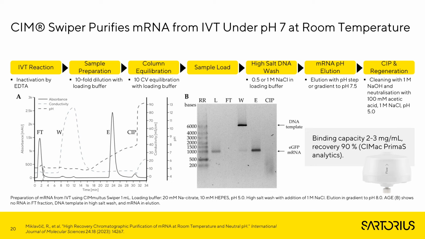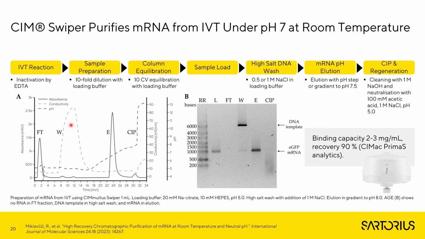And this is how we've identified this multimodal ligand, which we then called Swiper, which allows us to follow practically the same workflow as with Prima S, where we take the IVT reaction, we quench it and we dilute it with a binding buffer, and we load it directly onto the column itself. Now, in this case, we use a pH of 5 to 6 to achieve binding of the RNA on the column.